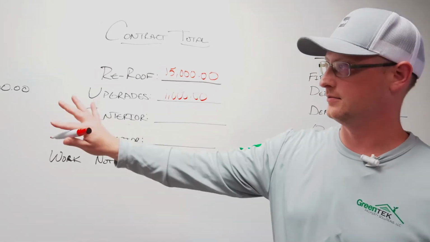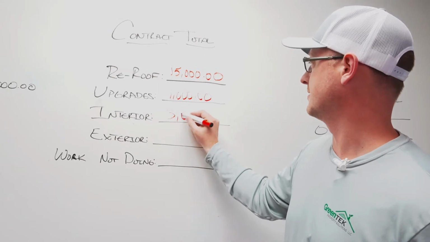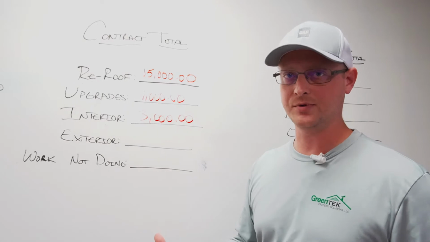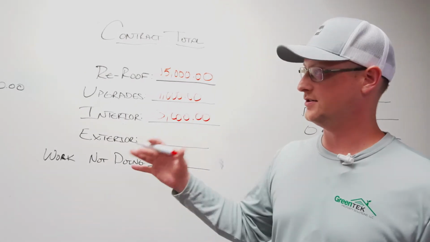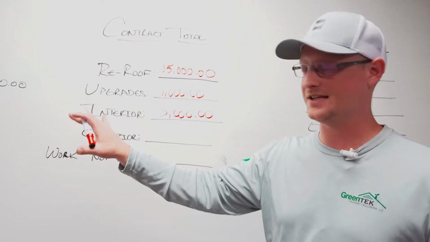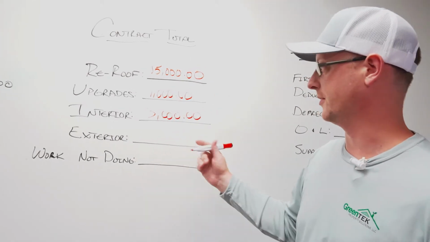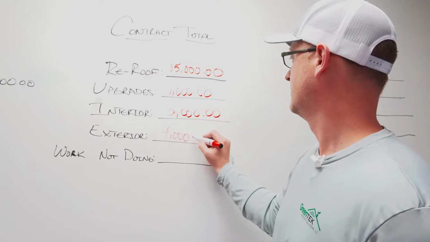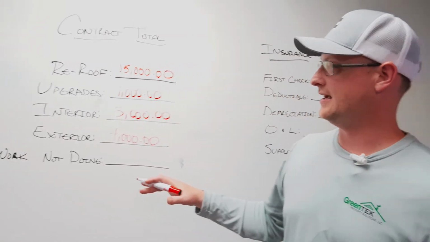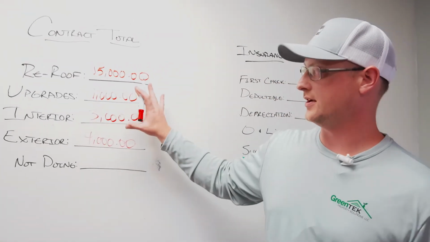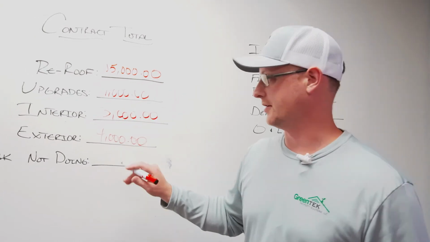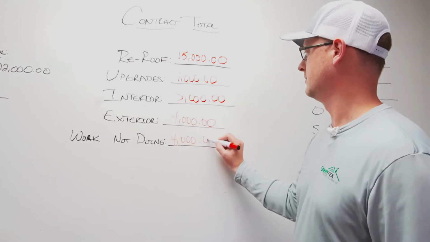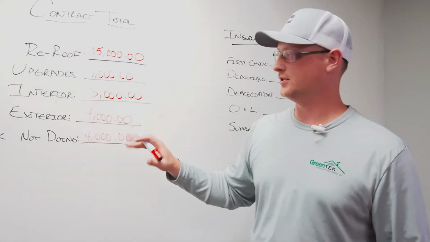The interior, we said they had $3,000 in interior. And we're just copying figures off the estimate. You're not coming up with these figures other than the upgrades. These are all just figures that are in the estimate that you're taking and putting on the paperwork for us. So exterior, we had $4,000 in exterior paint. So let's say that they want us to do all the work in the house, but they're going to paint their own exterior. So for work not doing, we would list $4,000. Now, if we weren't doing the interior work, we would list $7,000.